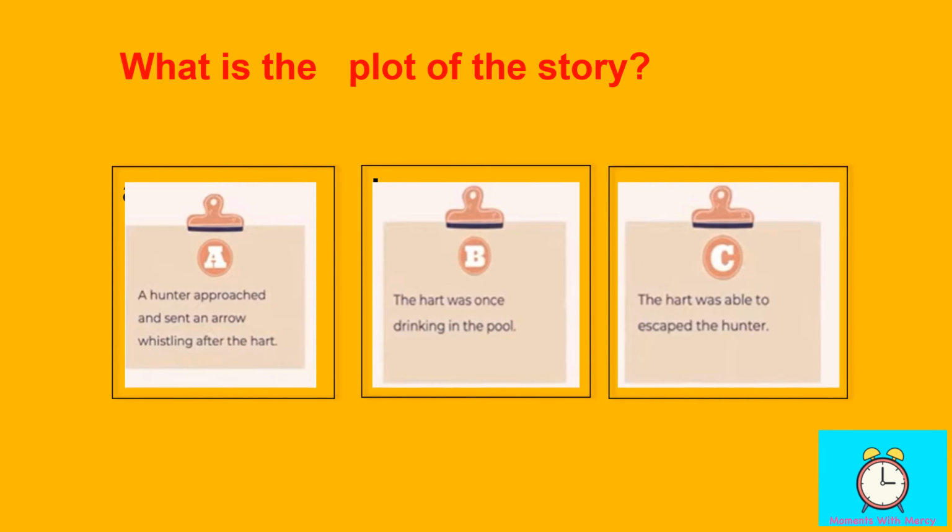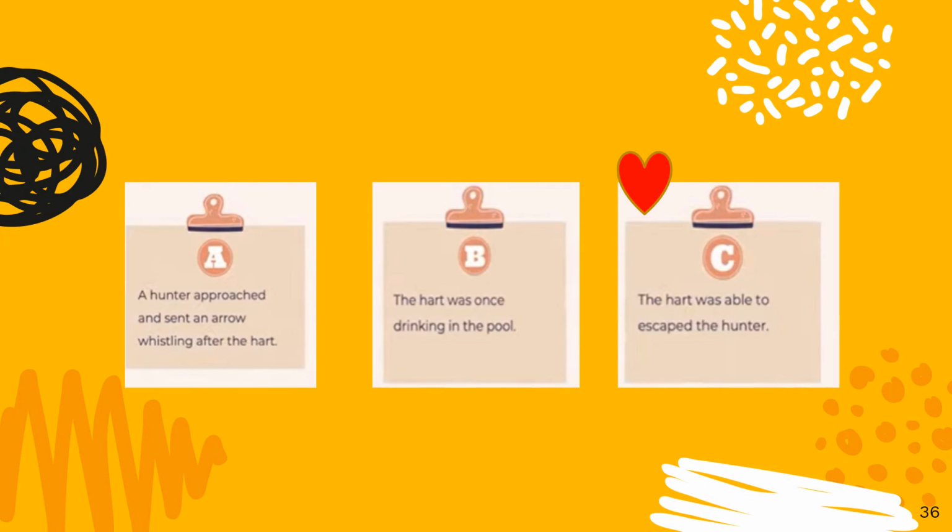What is the plot of the story? Is it A, a hunter approached and sent an arrow whistling after the hart? B, the hart was once drinking in the pool. C, the hart was able to escape the hunter. What do you think is the answer, children? Is it A, B, or C? Yes, good job, children. The answer is letter C. The hart was able to escape the hunter.